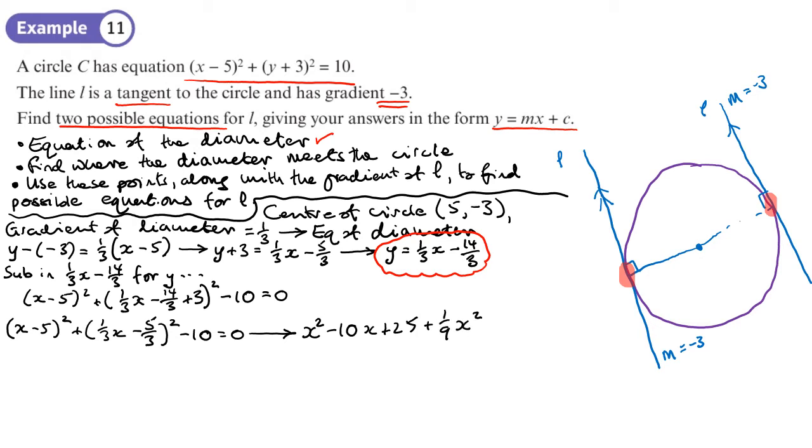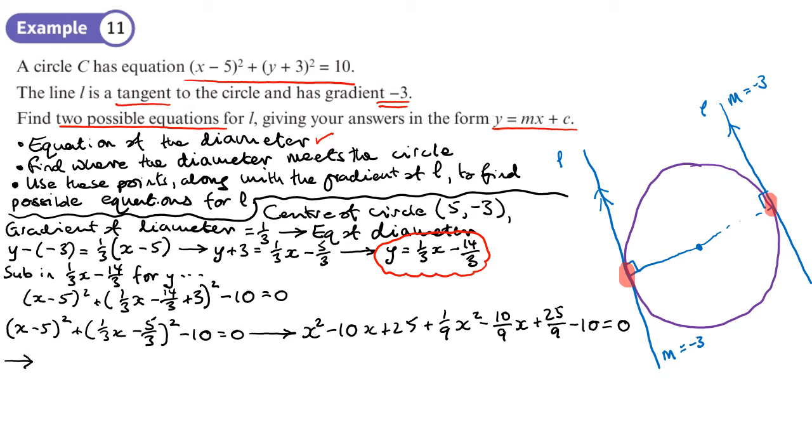Now this is where I'm going to need my calculator, because I'm going to have minus 5 over 3 times by a third. That'll give me minus 5 over 9x, minus another 5 over 9x will give me minus 10 over 9x. And then I've got minus 5 over 3 times by minus 5 over 3, which is going to be plus 25 over 9, minus the 10 equals 0.